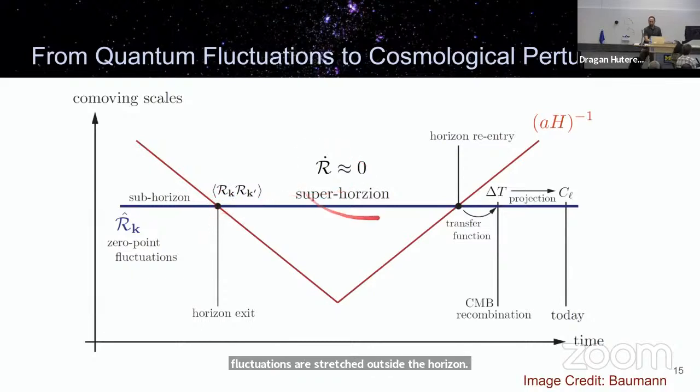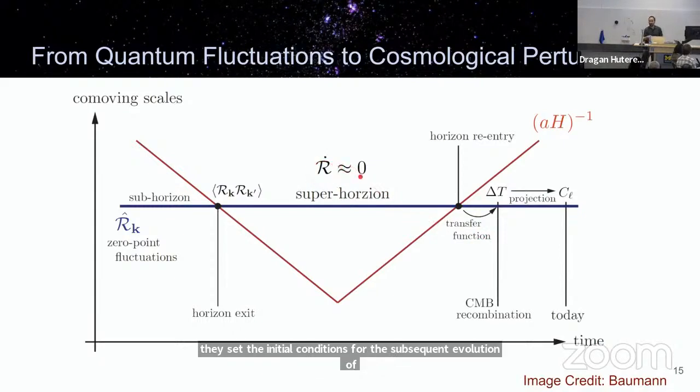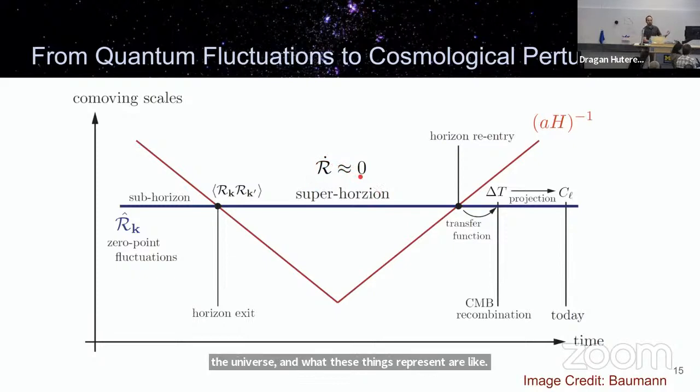They are conserved while they are outside the horizon, regardless of all the complicated details that intervene. They remain conserved until horizon re-entry. And at horizon re-entry, they set the initial conditions for the subsequent evolution of the universe. What these things represent are, like I said, co-moving curvature perturbations, which we can translate at this time of horizon re-entry into density fluctuations in the thermal plasma that are adiabatic after single field inflation. We then know how to run CAMB or CLASS to get the transfer function from those initial conditions and project it onto the observables like the CMB and large scale structure today.